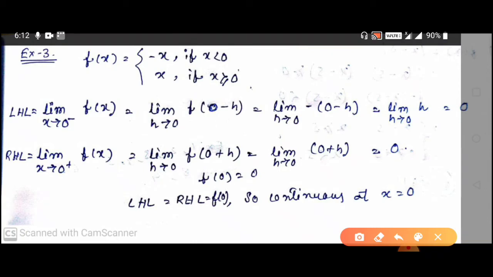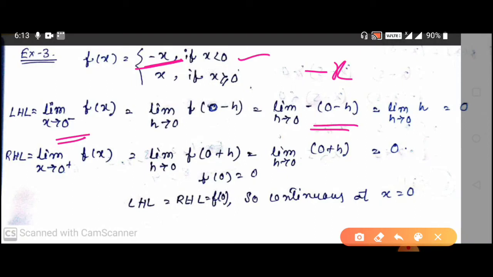Whenever the function is the left hand limit, that means 0 negative, left side of the 0, means less than 0. For less than 0, the value of f(x) is minus x. In this way you have to consider which function to take for the solution of this question. Whenever x is less than 0, the function is minus x. That is why we have written here minus 0 minus h.